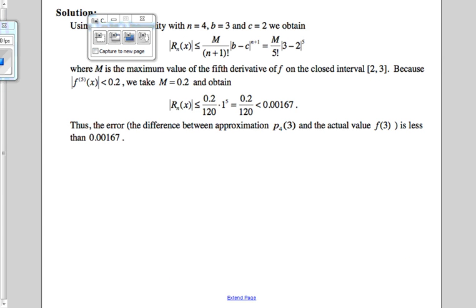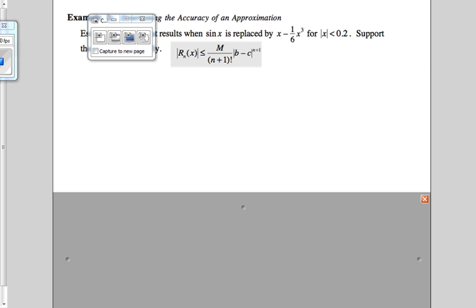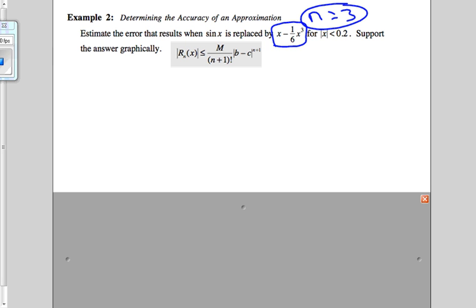Here's just the solution key, but we already developed that. So we want to estimate the error that results when sine of x is replaced by x minus 1/6 x cubed. Well, this is our Taylor approximation for sine x. We've seen this before. This is n equals 3. So we want to find out what the error would be.